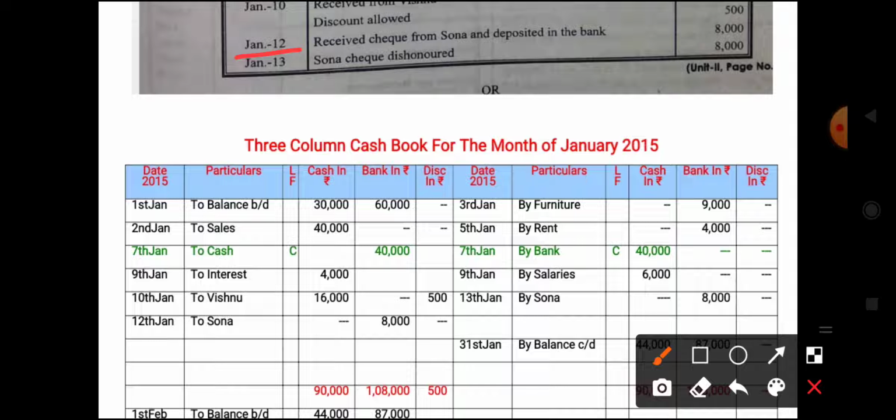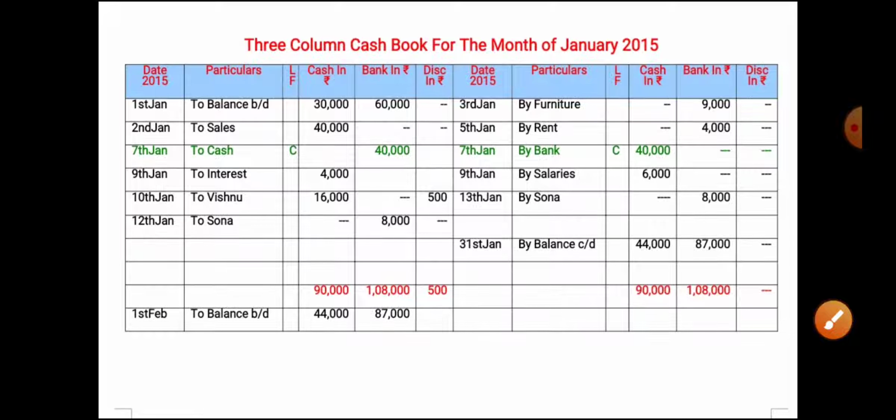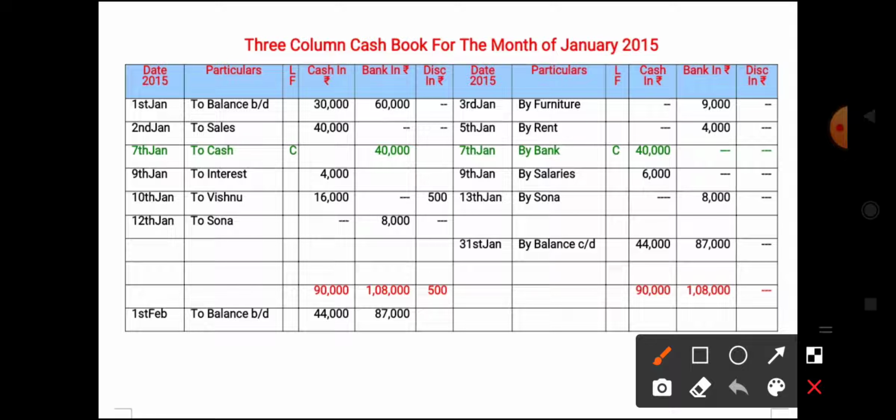12th January received check from Sona and deposited in the bank. So to Sona directly, amount in bank column we will write. So to Sona, amount in bank column. And on 13th January Sona check dishonored. So 8000 by Sona, amount in bank column credit side, being dishonored. Okay. All postings are done. Now we need to finalize the account, balance the account.